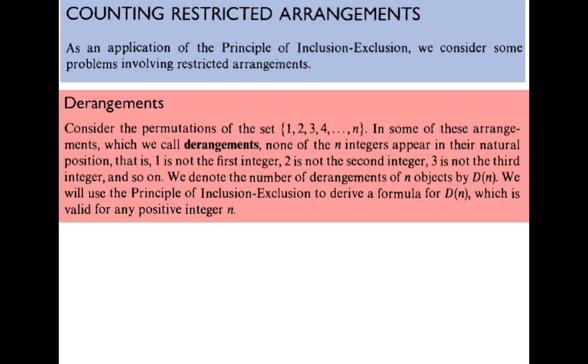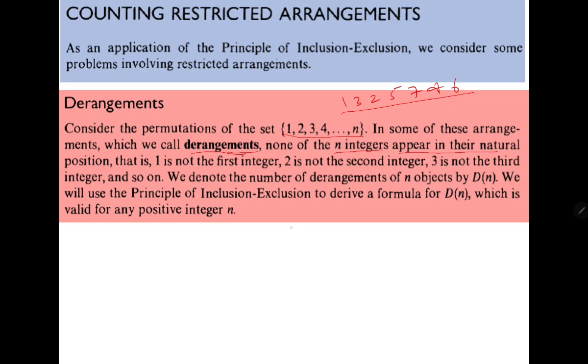So consider the permutation of the set of numbers 1 to n. We call it an arrangement; for example, there could be many arrangements. If I write 1 3 2 5 7 4 6, it is an arrangement of 7 numbers. So this arrangement, or any arrangement, we call a derangement if none of the n integers appear in their natural position.